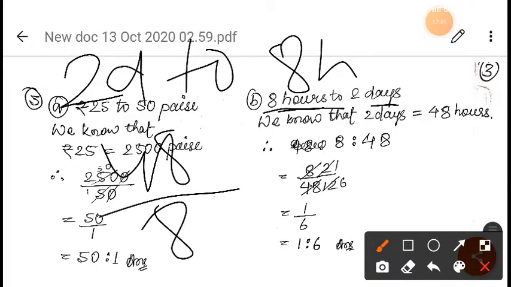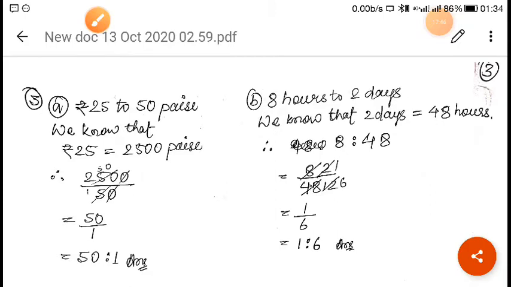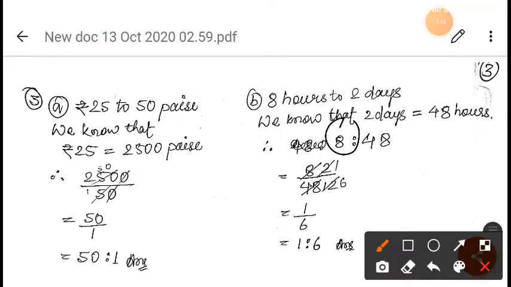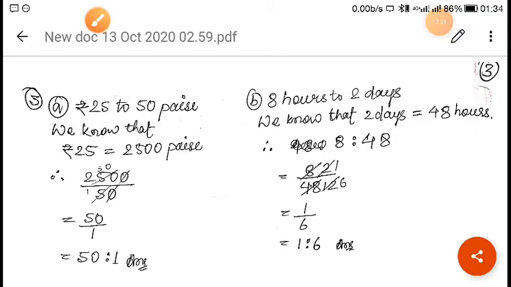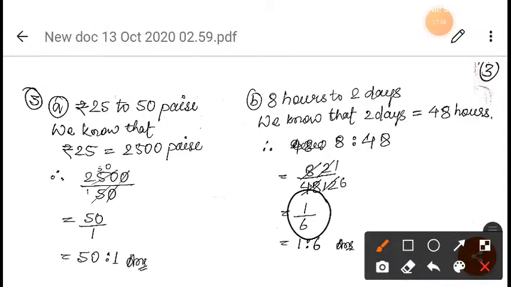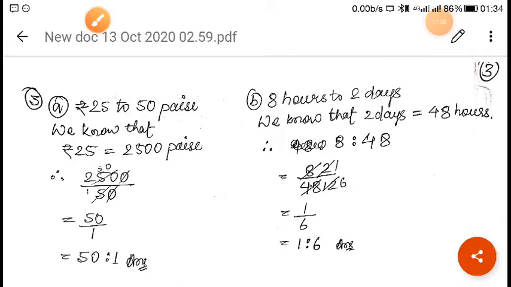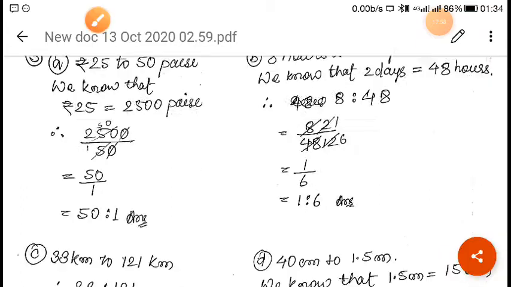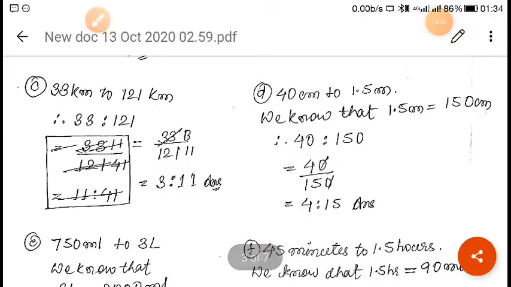But here you see it has given 8 hours to 2 days, right? So at that time what we have to do is put 8 above and 48 below, right? When you divide this, we will get 1 by 6. So 1 by 6 is written as 1 is to 6. I hope you have understood this, right? One more question I will do for you.